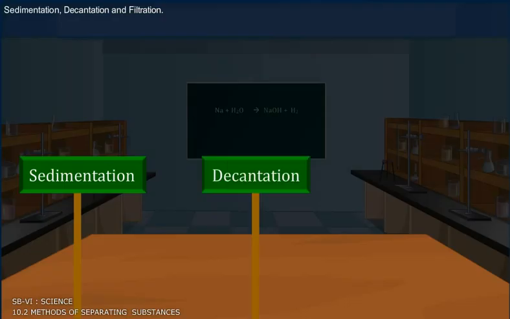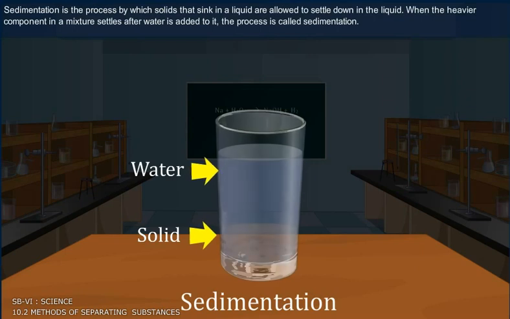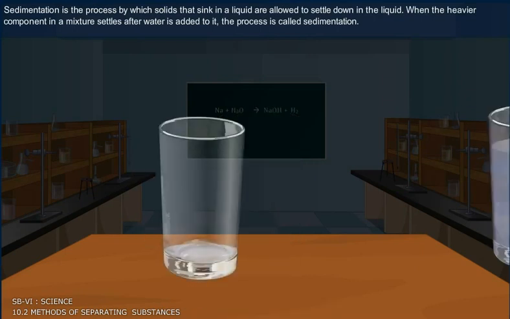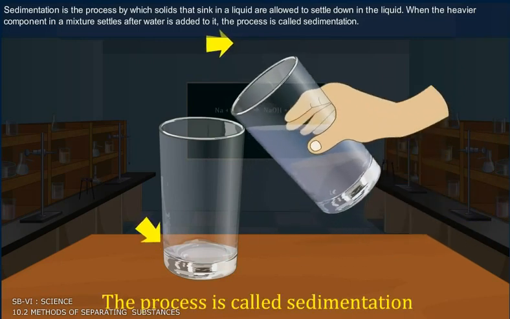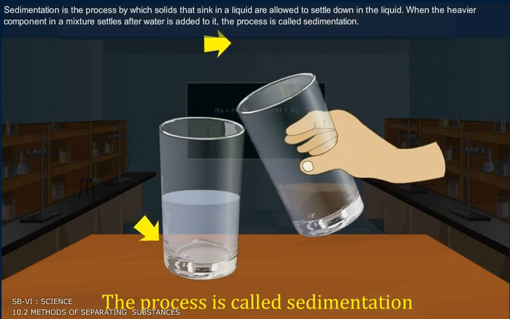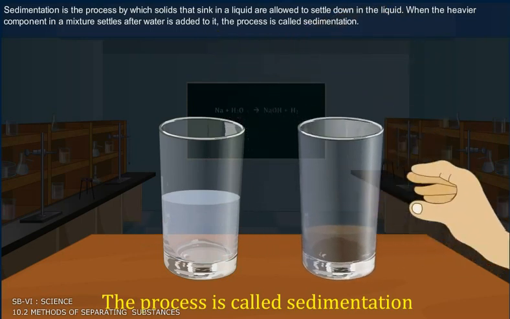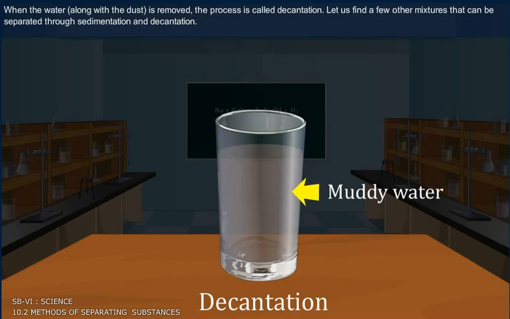Sedimentation, decantation, and filtration. Sedimentation is the process by which solids that sink in a liquid are allowed to settle down in the liquid. When the heavier component in a mixture settles after water is added to it, the process is called sedimentation. When the water, along with the dust, is removed, the process is called decantation.